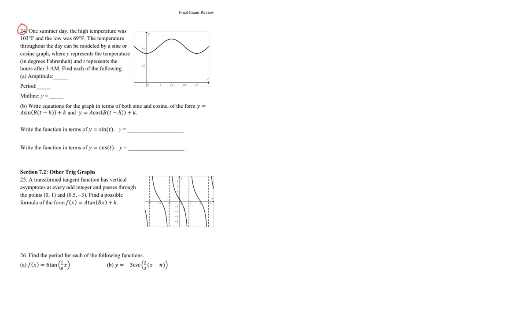Okay, so the amplitude is the high of the graph minus the low of the graph over 2. So in this case, that is 103 minus 69 over 2, which is equal to 17.